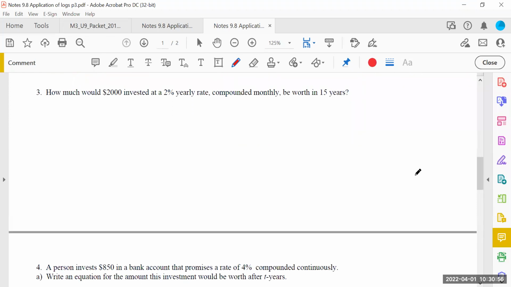For number 3 then, just plug it in. This is exactly what we were doing. $2,000. 1 plus 0.02 divided by monthly. How many months in a year? You would be surprised how many people miss that. 12 for monthly, raised to the 12, put it in parentheses, times 15. Is everybody aware? This is saying if I get 12 months payment every month for 15 years, 12 times 15 is the total number of payments, or the total number of interest payments that I'm getting for this.